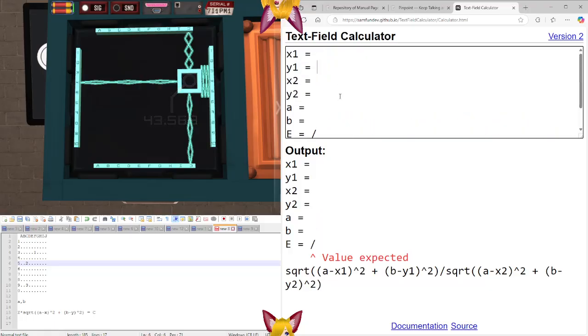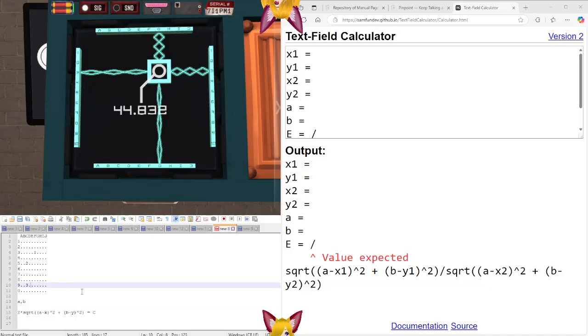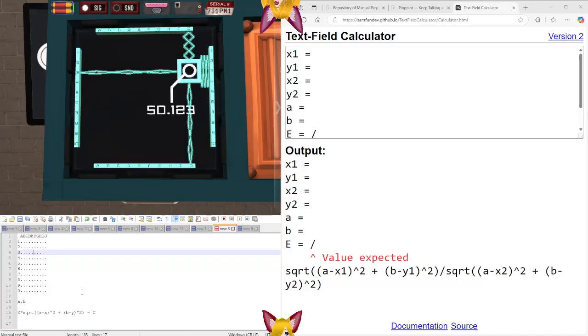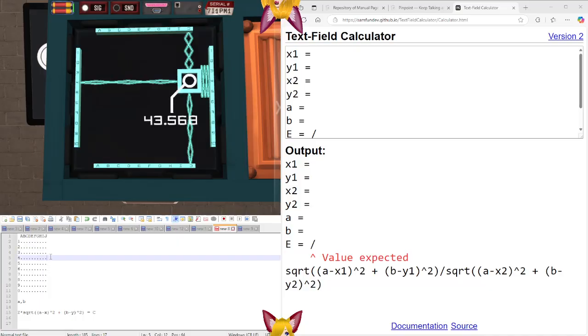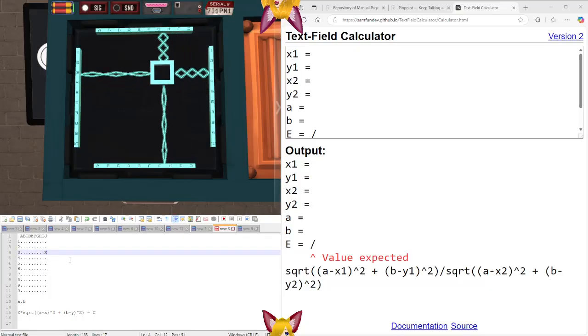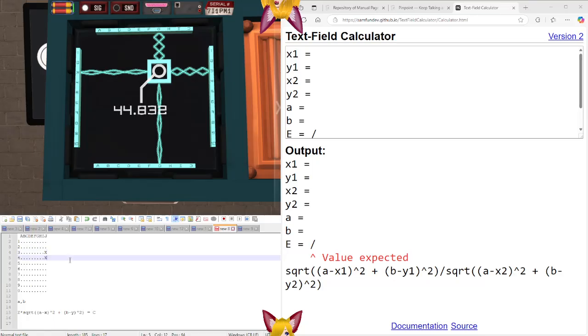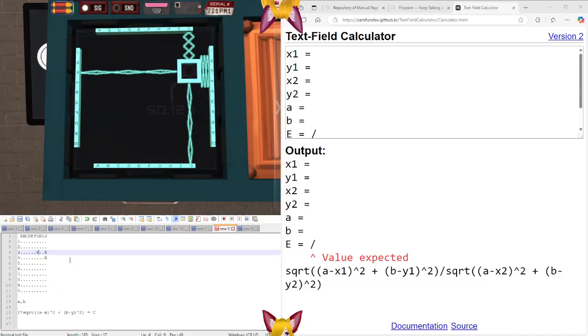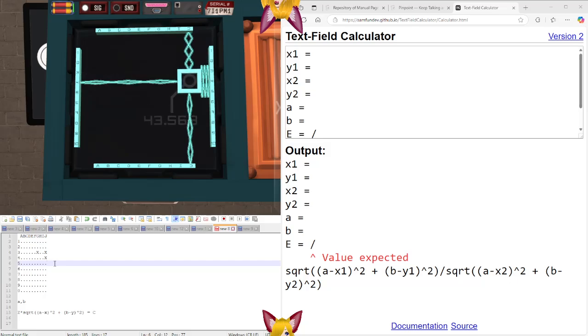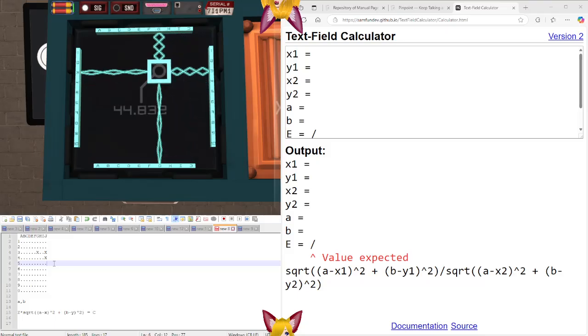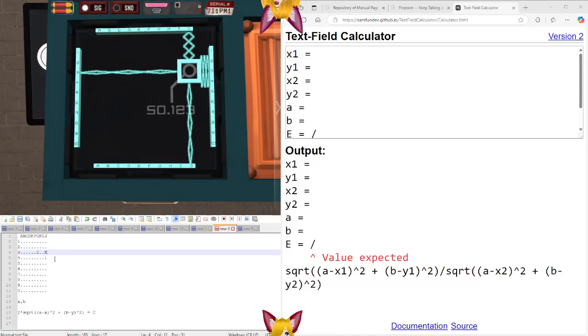Let me reset this. So this time we have J3 and J4 and G3. And then the closest, that's 50.43.4. So that's 1, 2, 3.